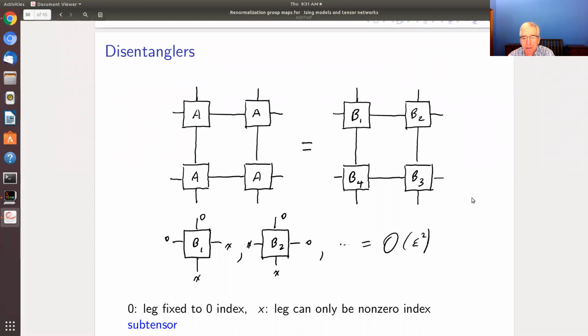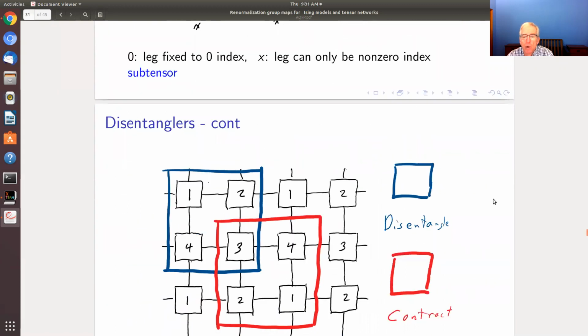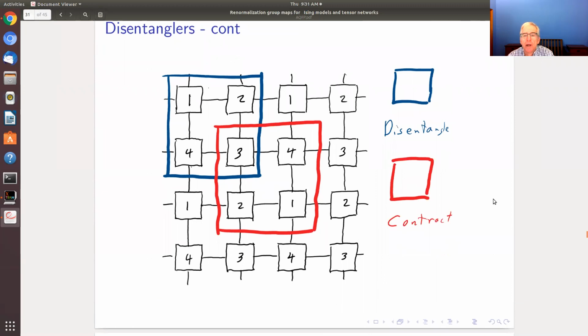Okay, it's not at all clear you can do this. I'll have to give you some indication that you can do this. Okay, but why is it a good thing? So here's the magic of this.